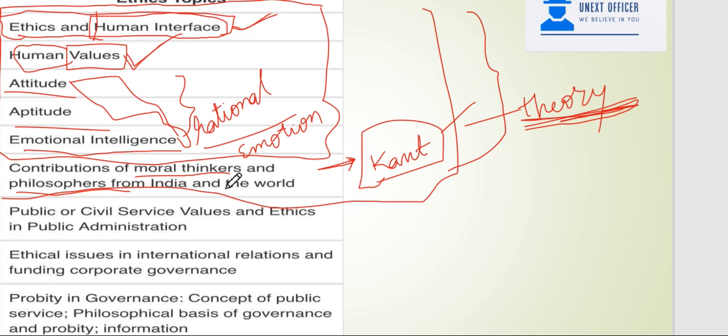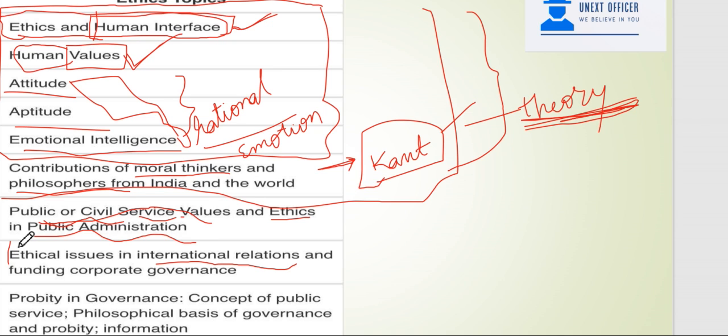That decision making practical part is public or civil services values. Remember, from human values, your service demands slight divergence in your values. And the kind of ethical behavior the public administration is demanding, then ethical issues in international relationships is a part many a times you tend to ignore.